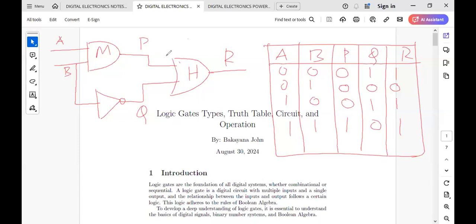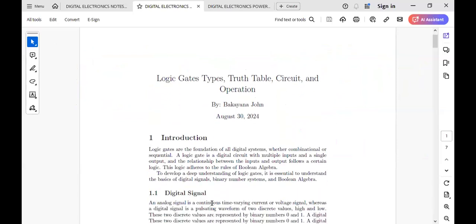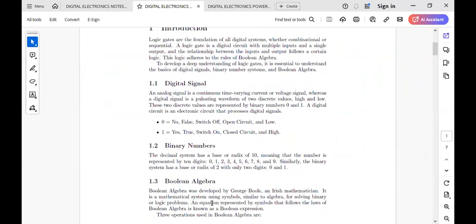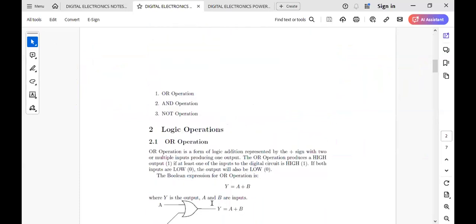We are going to have another example on this one, but I'll just slide through to show you what we have covered so far. Someone might ask, ever since we began, we are on the first page. We have looked at a lot of stuff. So the digital signal: I talked about how digital switches have a signal 0 and 1, or high and low, or true or false. We talked about binary numbers and Boolean algebra.